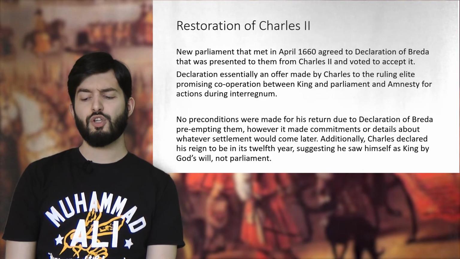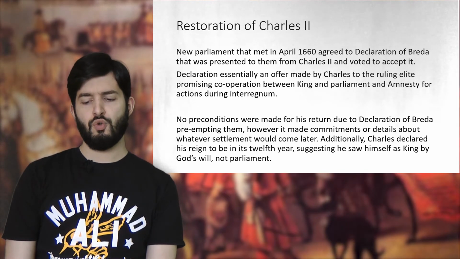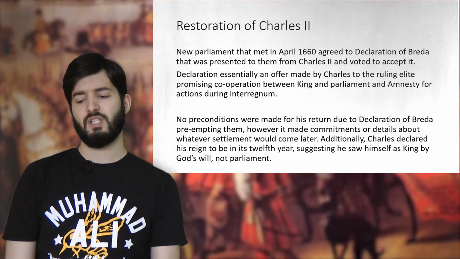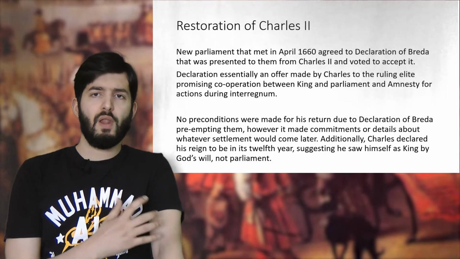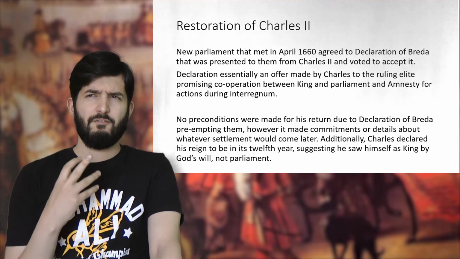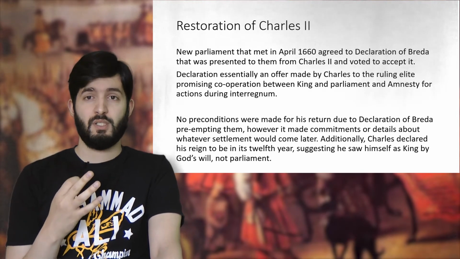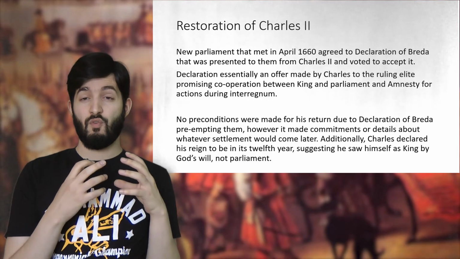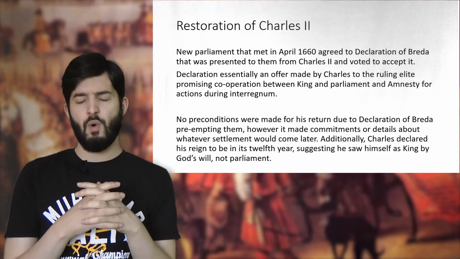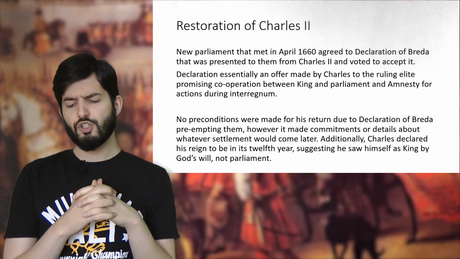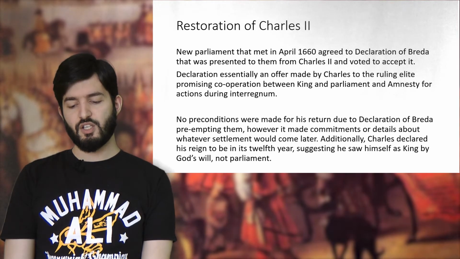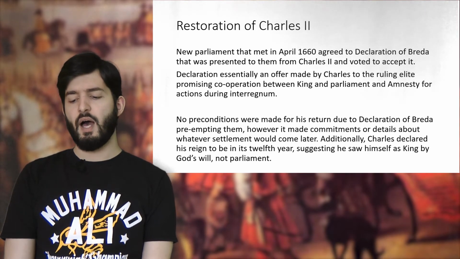And so Charles essentially promises to cooperate with Parliament, first of all, and secondly, this is really important, he grants amnesty for all actions that have been carried out during the interregnum. And I think the final point as well is he also promises to pay the army their arrears of pay, which again manages to solve the army issue fairly well. In addition to that, Charles is restored to the throne, and no preconditions are made to agree to that.